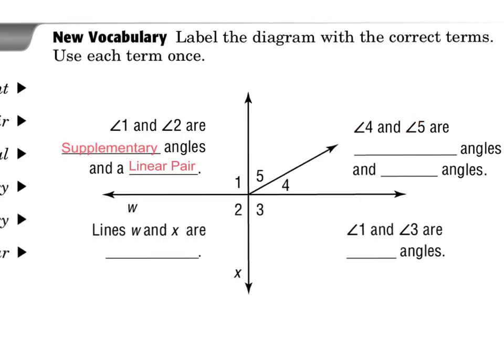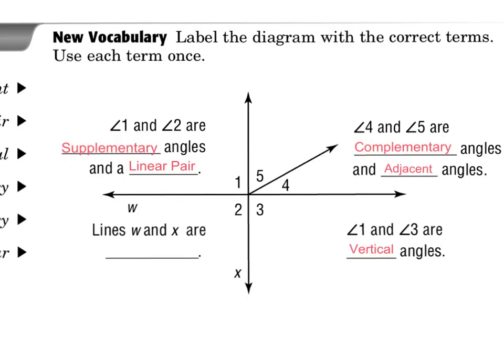Alright, moving over to this side. Angle 4 and angle 5 are complementary angles and adjacent angles. Now complementary, like supplementary, add up to equal 90 degrees. And adjacent means they share a side. Let's start here. Angle 1 and angle 3 are vertical angles. Vertical angles are two angles that are opposite each other, or technically angles formed by intersecting lines. Now vertical angles are always congruent.